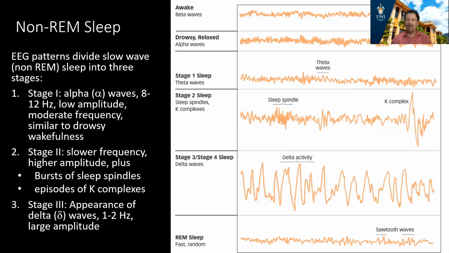Also note that during REM sleep, you have a pattern that's like beta activation. You see beta waves. And this is why it's called paradoxical sleep, because the EEG looks like you're awake, even though you're asleep.